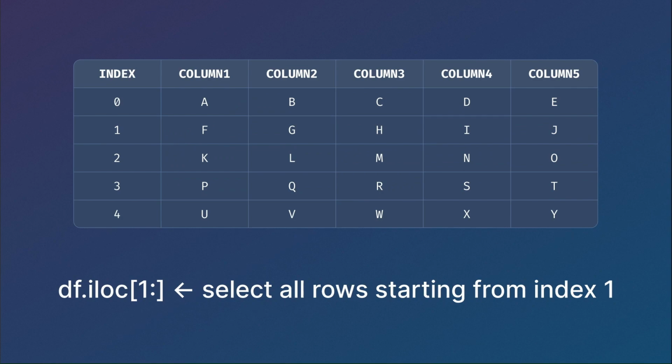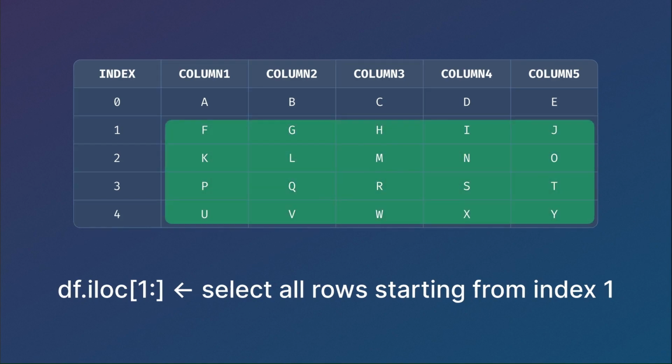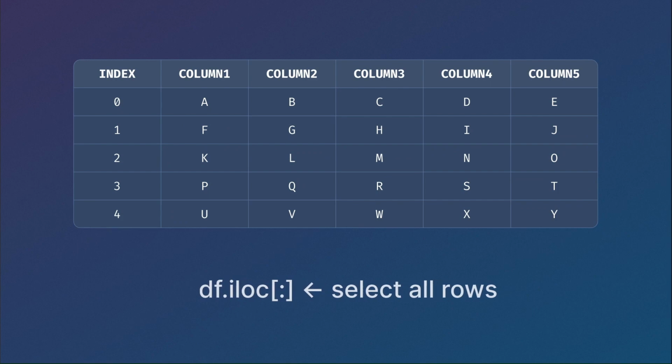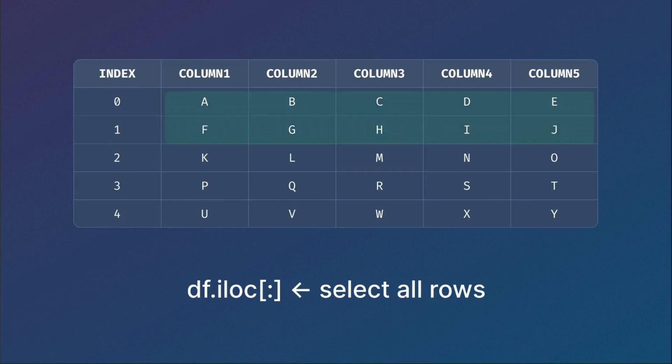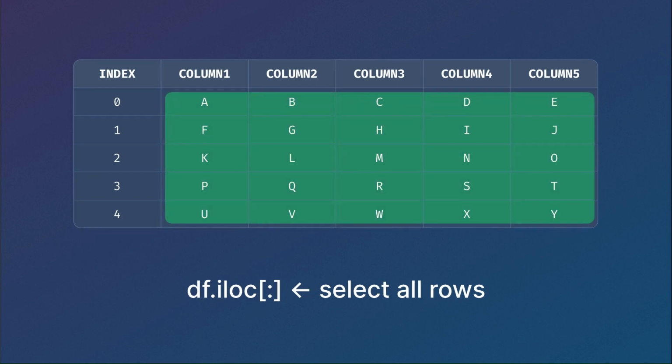The other way around, you can only set a starting index if you want and leave the end open. So in this case, we're starting our selection at row index number 1 and selecting all the rows to the end. Finally, you can leave both sides of the colon open to just select all the rows from the very beginning to the very end.